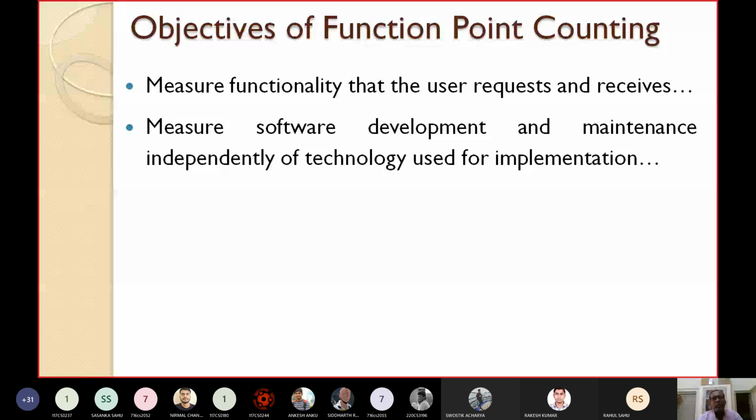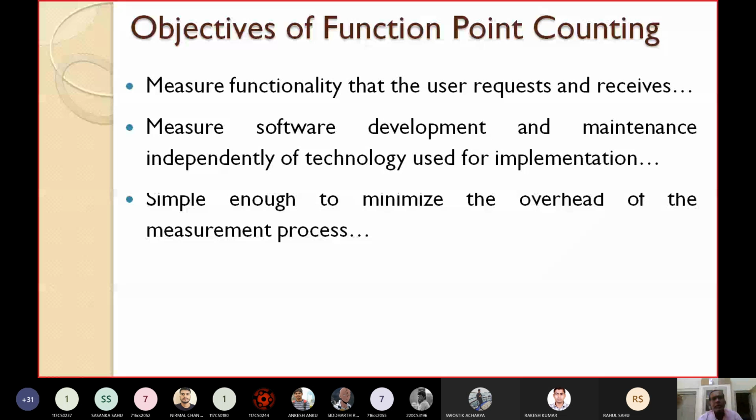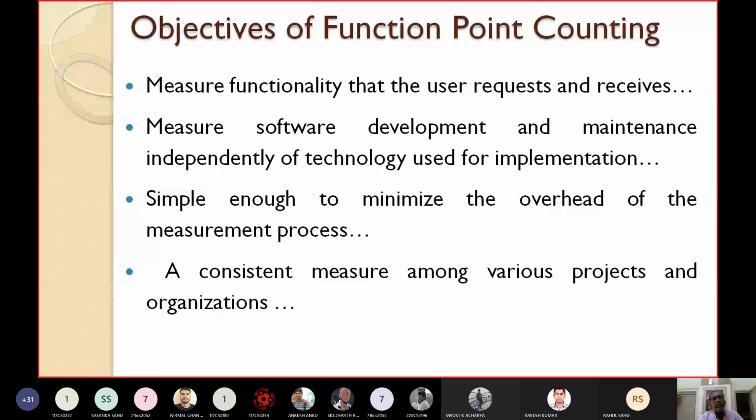It is simple enough to minimize the overhead of the measurement process. Function point is a consistent measure among various projects and organizations. LOC cannot be used to normalize the estimation among various organizations, but function point is a consistent measure among various projects and organizations. These are some of the objectives of function point counting.